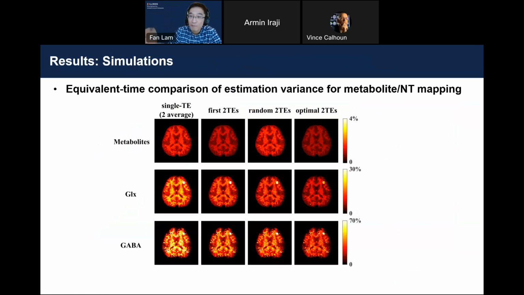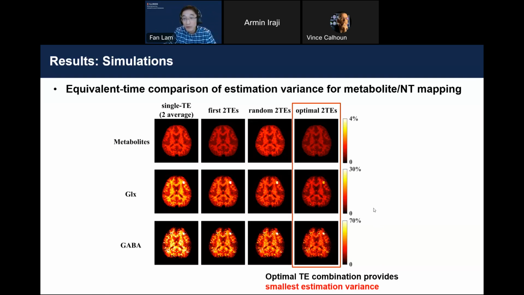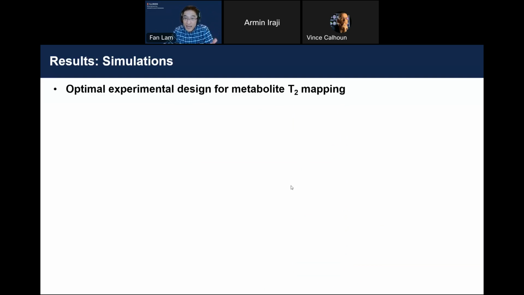So here is some simulation to back up the theoretical prediction. If your task is to maximize the performance of neurotransmitter and metabolite separation, this is a Monte Carlo simulation comparing different choices of TEs. Compared to using a very short TE with more averages, as people would have done conventionally, versus two shorter TEs, random 2-TE choices, and optimized 2-TE choices, the optimal TE combination gives you the best estimation performance in terms of minimizing the estimation variance. Again, you can do this in a task-specific fashion.